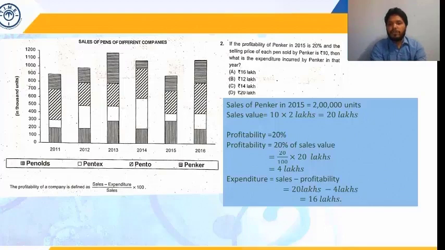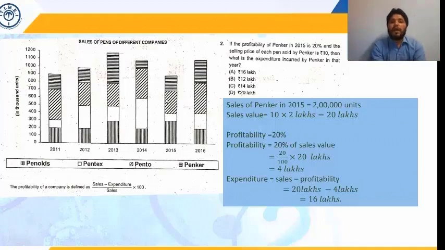Just go through this solution once more, or I'll quickly give the recap of this question. In this question, profitability of Panker was given as 20%, and the selling price of each pen of Panker is given as rupees 10. So we need to find the expenditure incurred by Panker in that year. So the sales of Panker in 2015 was 200,000 units, which is 2 lakh units, and the selling price of each pen is 10 rupees.